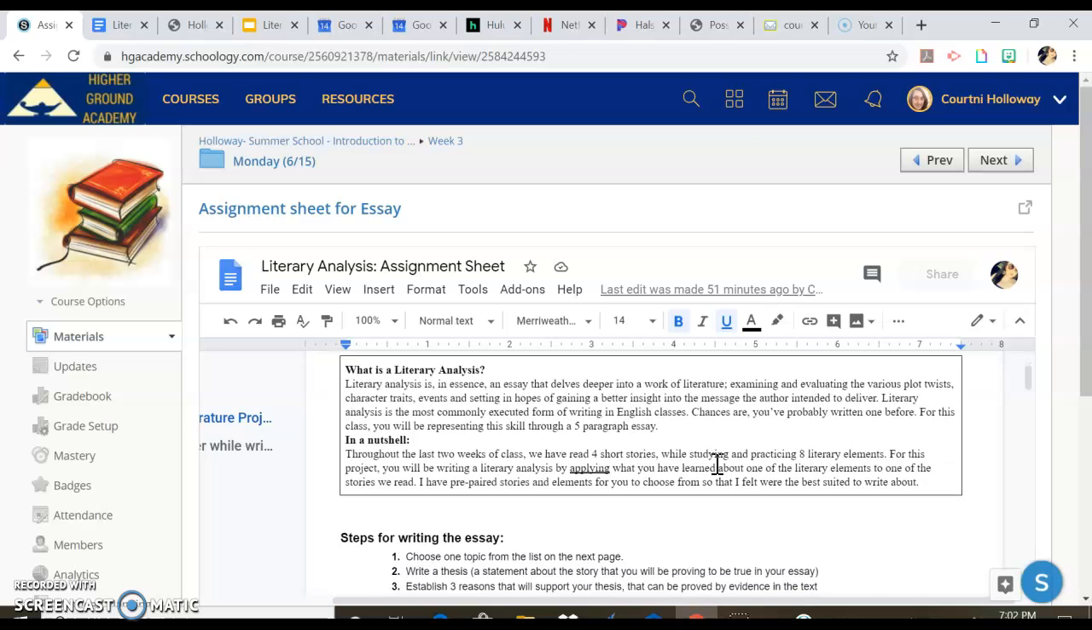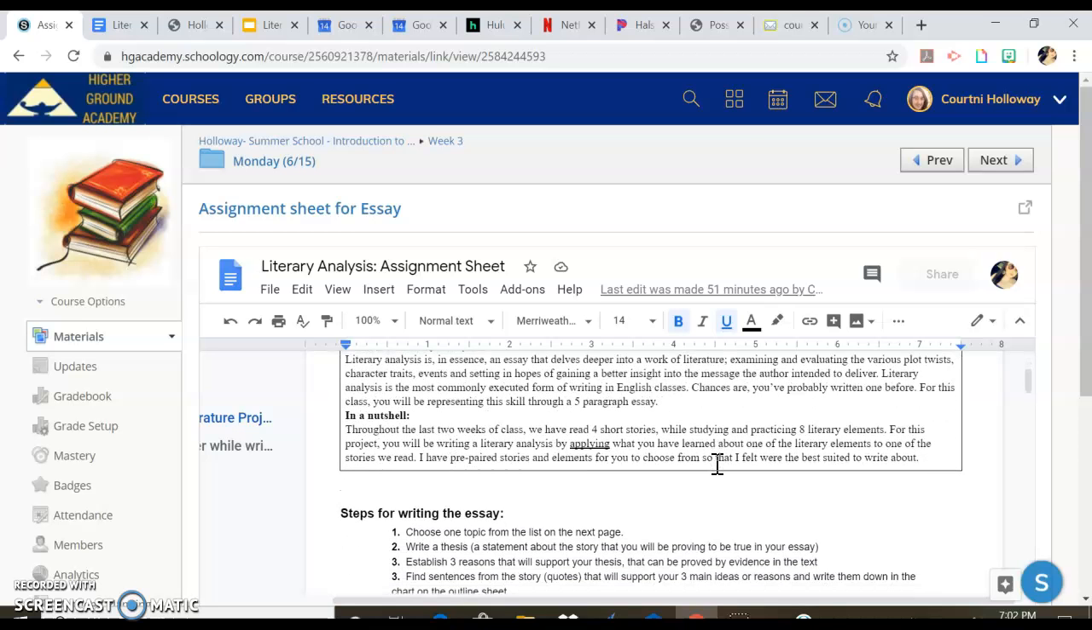Like I said, through the last 2 weeks of class, we have read 4 short stories. We read The Flowers, The Monkey's Paw, A Story of an Hour, and Contents of the Dead Man's Pocket. All wonderful stories, all very different stories. And so that is why I strategically placed those all in the last 2 weeks, because you have lots of variety in choosing what you're going to write about.